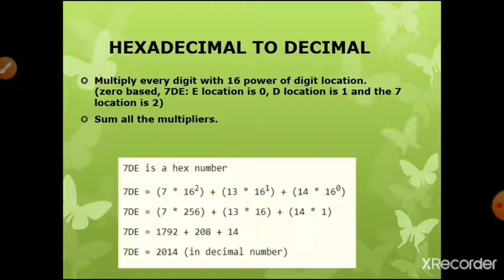7 is multiplied with the positional value 16 to the power 2, and 13 is nothing but D. So D is multiplied with 16 to the power of 1, and here 14 is nothing but E. So E is multiplied with 16 to the power of 0. The sum of all the multiplications will give you 2014 as the decimal result.